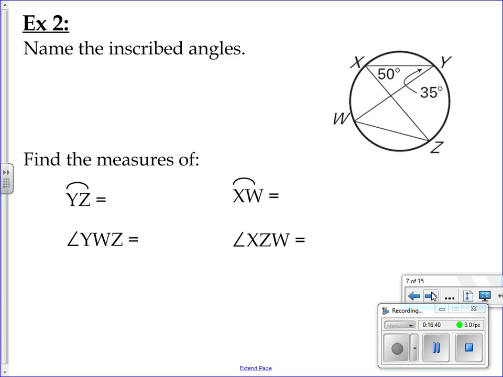All right, so here's another example where we have more than one inscribed angle. So again, let's just name them first. So I'm going to take a look up here. I have a chord. I have another chord. They connect at Y. That is an inscribed angle. So we can call that angle XYW. I'm going to go back to that first chord. I have another chord that connects to it, XZ. So they connect at X. So that is another inscribed angle, YXZ.